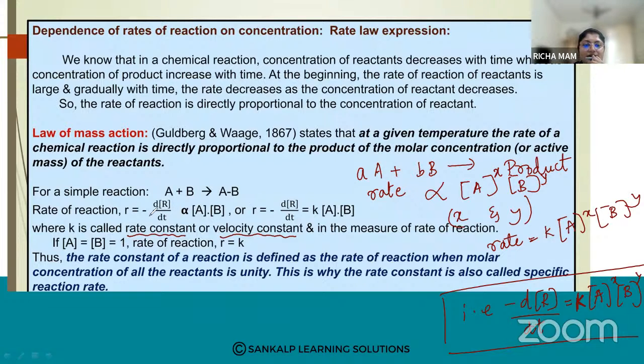So here you can see, if the concentration of A and B is equal to 1, then what will be the rate of the reaction? The rate will be equal to the rate constant. The rate law for any reaction is always determined experimentally.